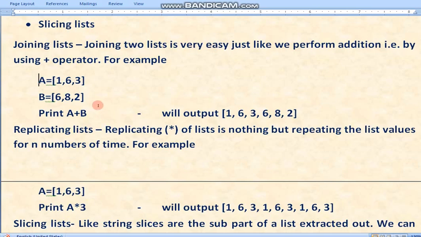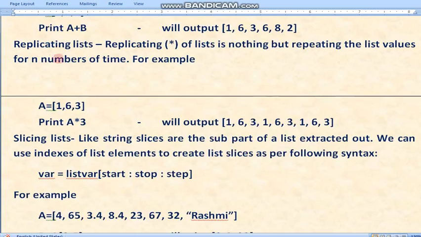Let's continue with replicating them. For replicating, what symbol do we have to use? That is the star sign, the multiplication sign. So this particular symbol we can use for replication. Let's check what replication does. Suppose a list variable is declared here with three data items, that is 1, 6 and 3. Now I am printing here print A multiplied 3.